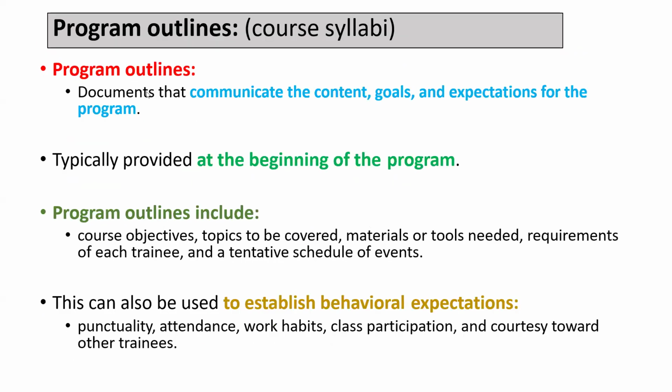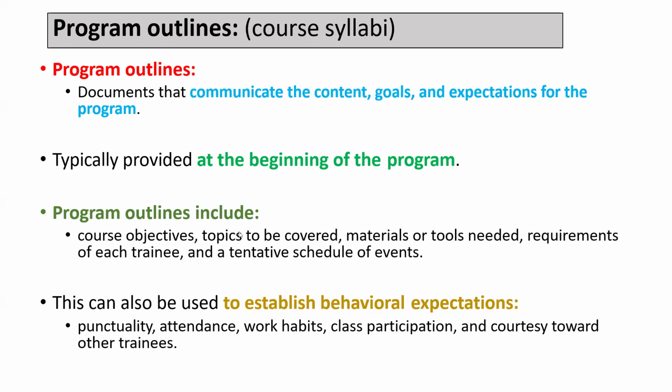Then the program outline or syllabi can be prepared. In the syllabi, we can include all the things that we are going to cover in the training program, right? The syllabi or outline is a communication of the content, goal, and expectation of the program, and that is given at the beginning. For example, our C1 form or our course outline is a kind of syllabi.